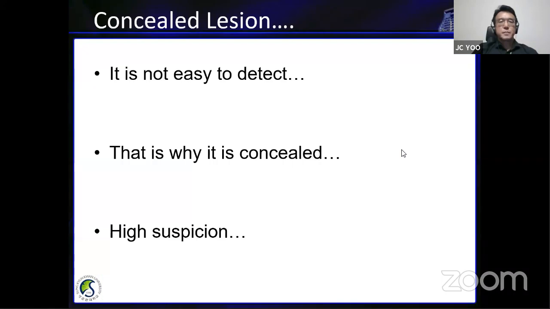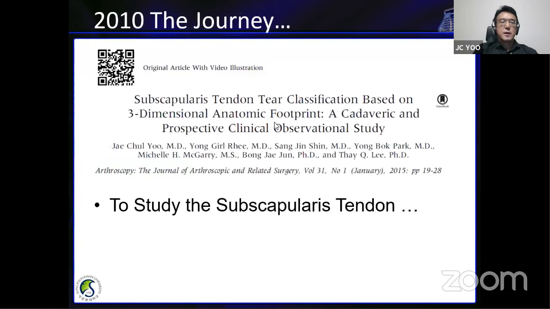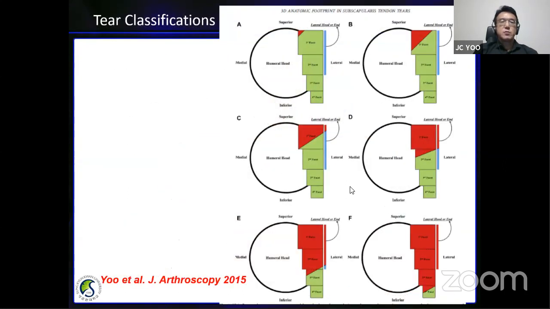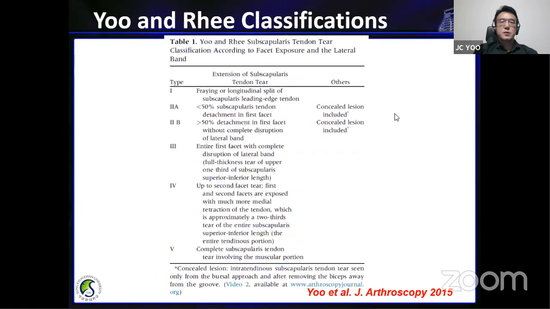Can you hear me? Yes, we can hear you and we can see your presentation. Okay, so the concealed lesion is a no-brainer, but it's not easy to detect. This is why it's concealed and high suspicion is needed. In our study about that facet, we already mentioned about 50% is torn. We also mentioned this concealed lesion, and it could exist anywhere in type 1 and 2, 2A or 2B.